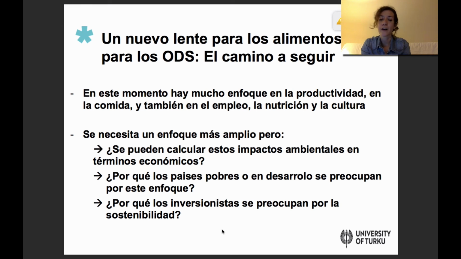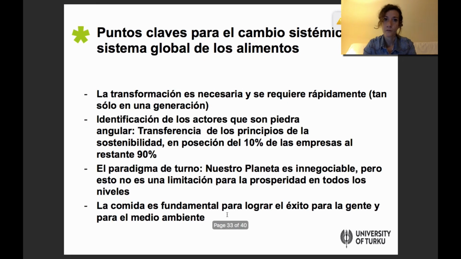And finally, one could ask, why would investors worry about sustainability? But actually, investors are already worrying about this, and investment in sustainability has grown by 61% in the past 2 years. So here are some key points for systemic change in the global food system. First of all, I think it's clear from the things that have been presented so far that transformation is needed, and it's needed fast.